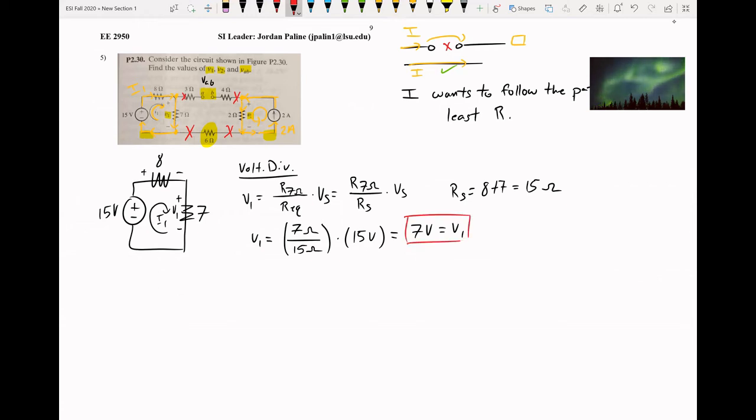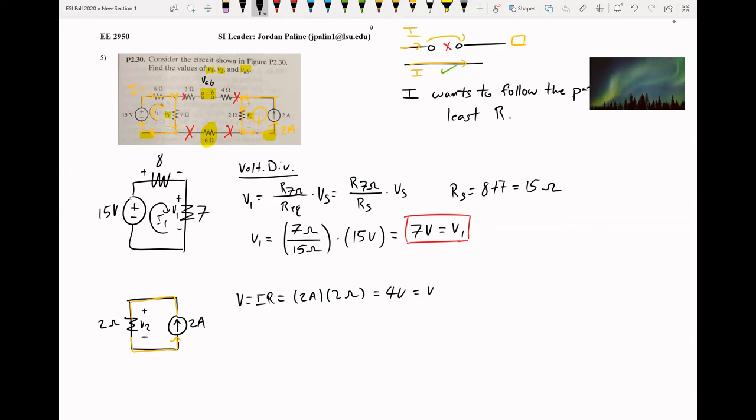All right. Now that we have that information, let's go to the right-hand side and repeat the process. This is 2 amps, this is 2 ohms, and this is V2, plus or minus. We know that 2 amps travels throughout that circuit, so all we have to do is V equals IR, which is 2 amps times 2 ohms, which will give us 4 volts for V2.